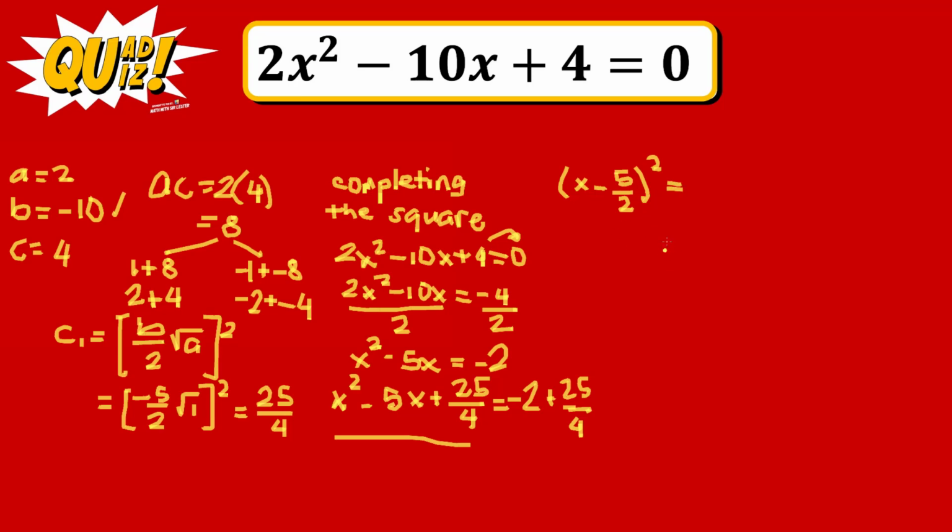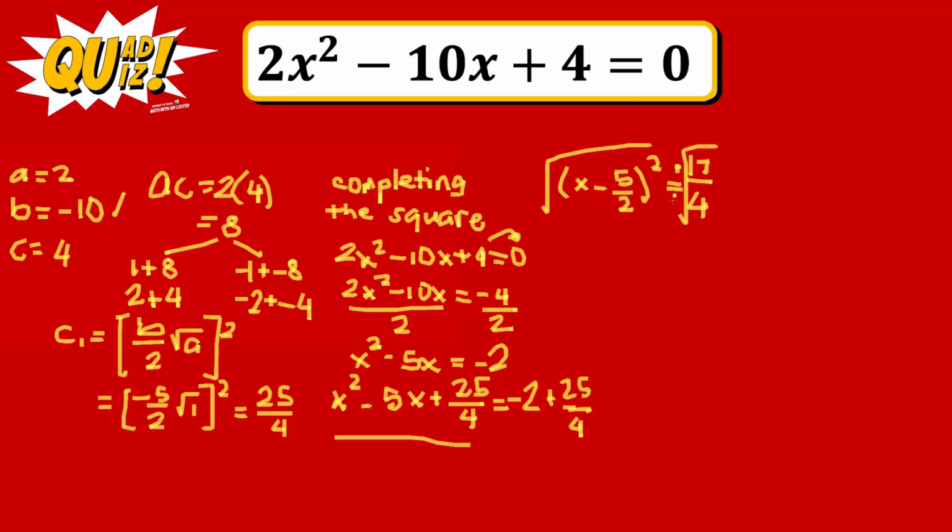So for the right hand side, we just need to add this. Take note that negative 2 can be expressed as negative 8 over 4 with the same denominator. So you will have 25 minus 8, you will get 17 over 4. Now after this, since we have a square of binomial, let's take the square root of both sides.